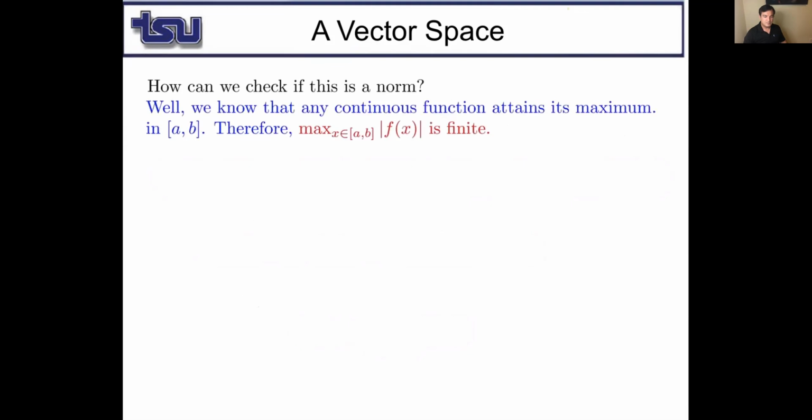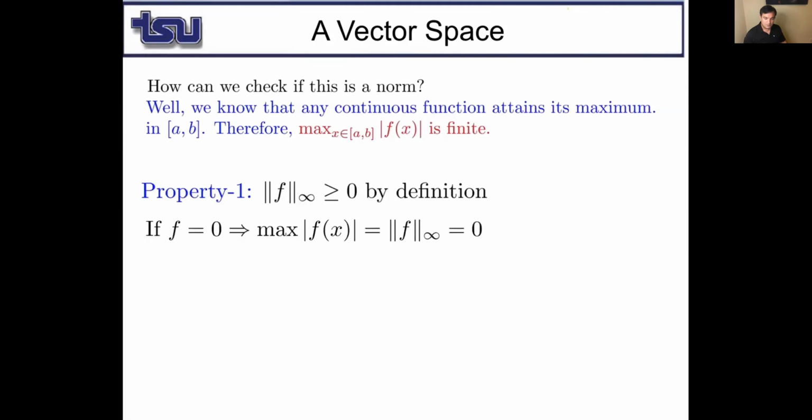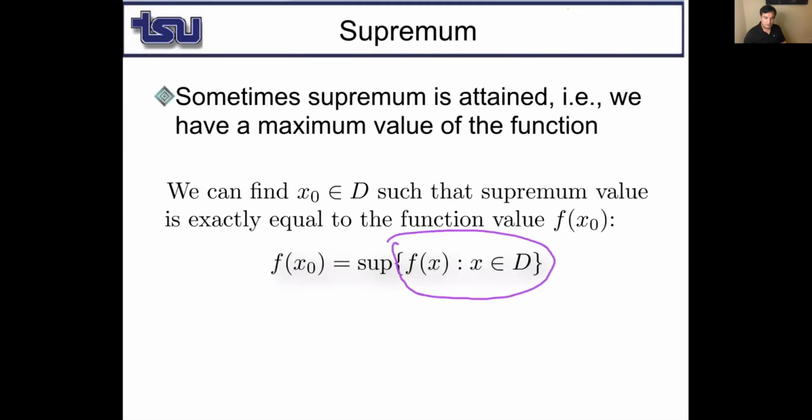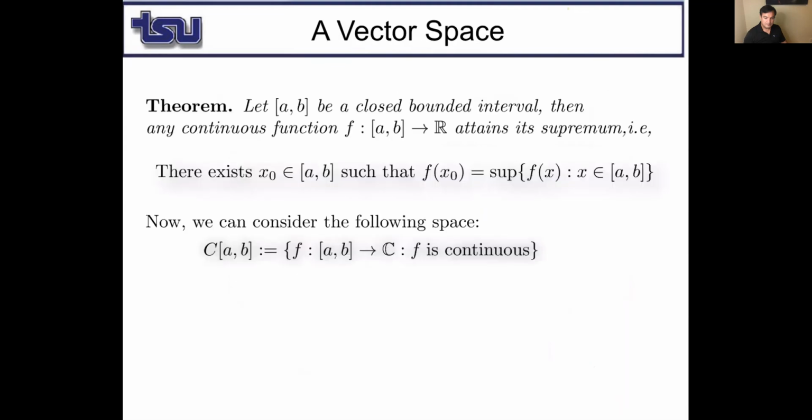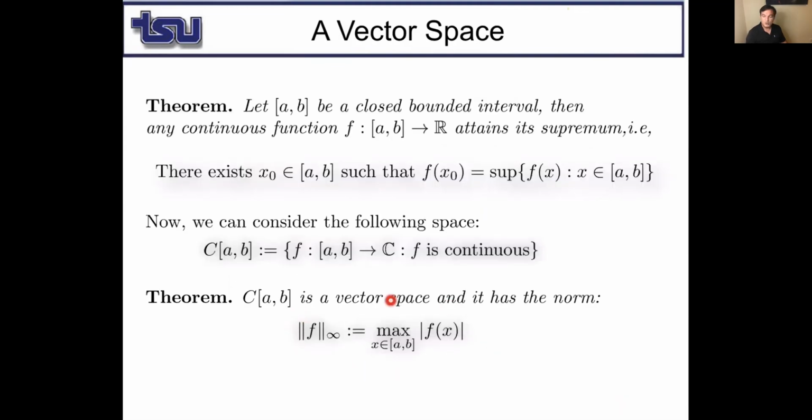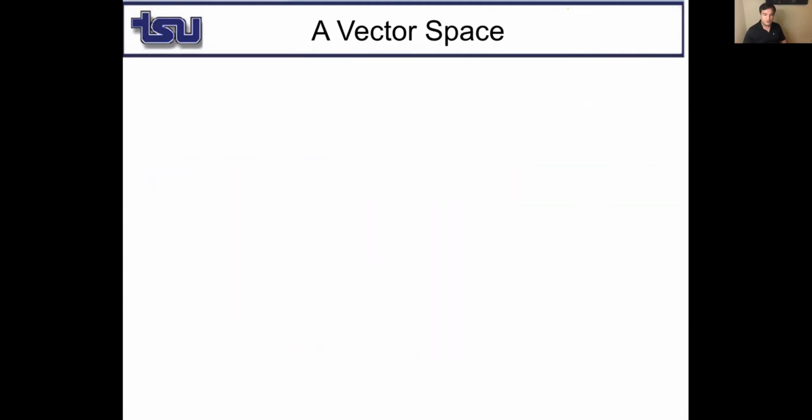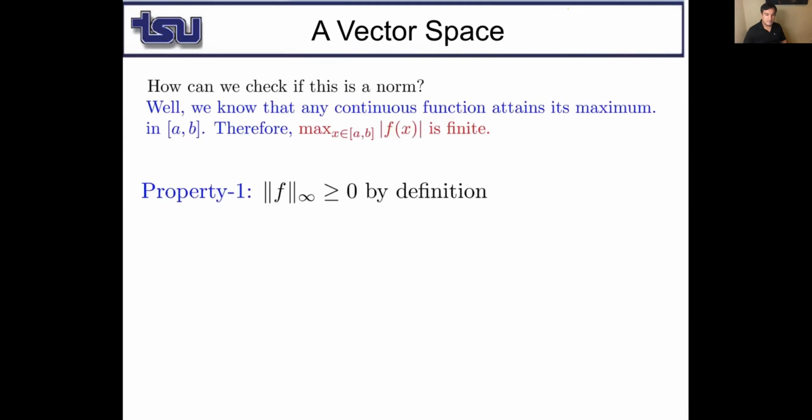So let's show that. First we need to show that this is really a norm. How do we show that? Remember, the norm had three properties, right? We have to show that it satisfies all those three properties. First of all, we know that it's well-defined. For example, the norm cannot be infinite. Since this is a continuous function and all continuous functions attain their maximum, the maximum of |f(x)| is well-defined.